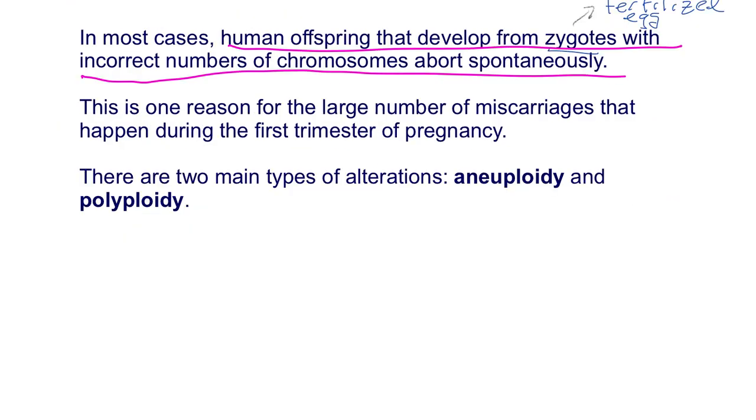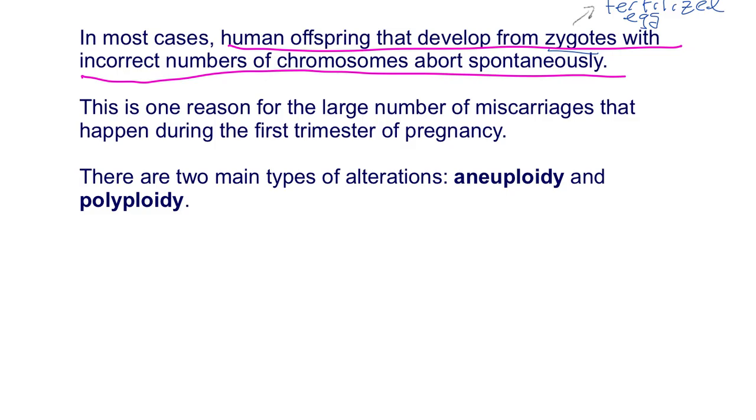In most cases, any embryos that develop from zygotes that had one of the gametes with either too many chromosomes or too few will probably not develop. At an early stage, it will abort spontaneously. The mother will lose that embryo. We call that a miscarriage.